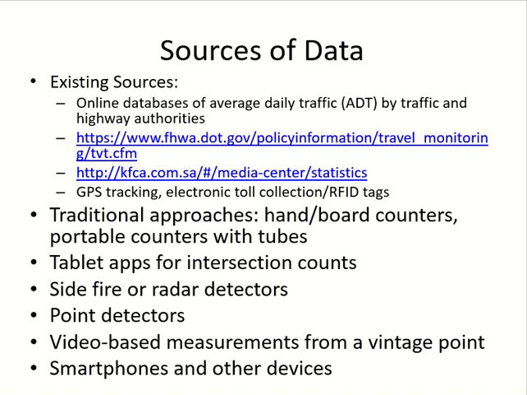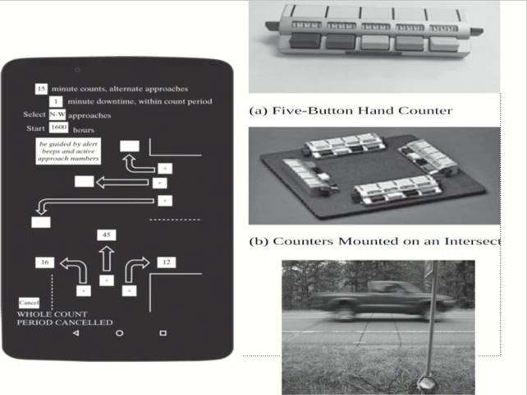Then we have some devices which you can use for collecting traffic data. Some of these devices are manual. You have to go to the site and collect traffic data, and you can use a device to note down your data. For example, I will show it here. The first two are the counters. So instead of writing the number of vehicles on a piece of paper, you can use these counters.